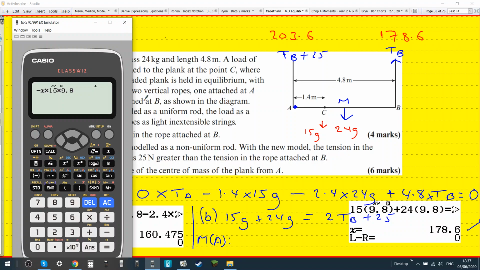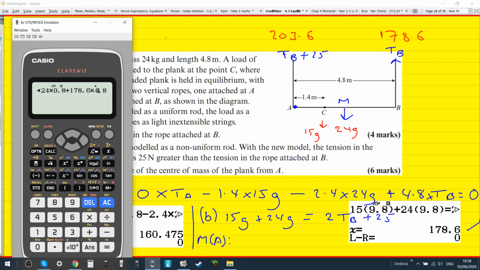Okay. And then now we do plus the moment at A and then at C. So now do we do M? Yep. So if we add 2 times 24 times 9.8, that's also clockwise, so that would be negative. And then last we do B, so add 178.6 times 4.8, and then we do shift solve.